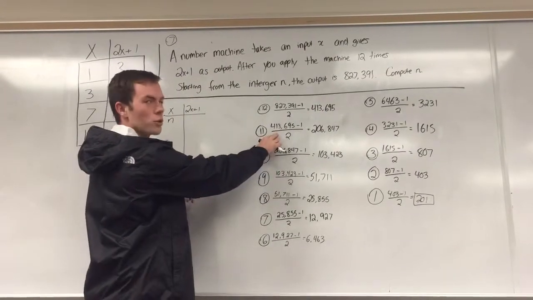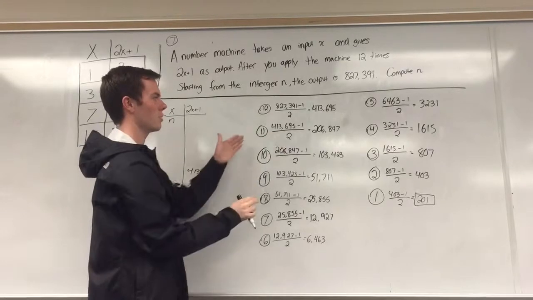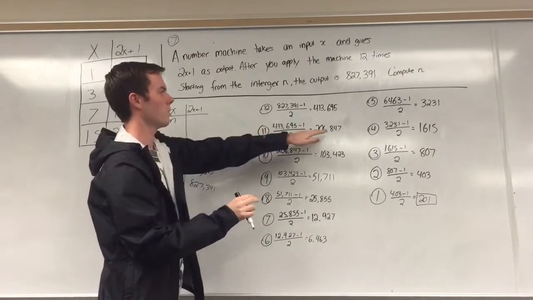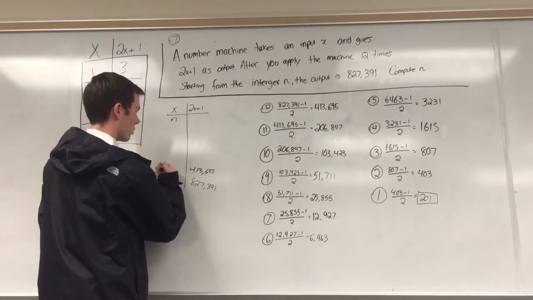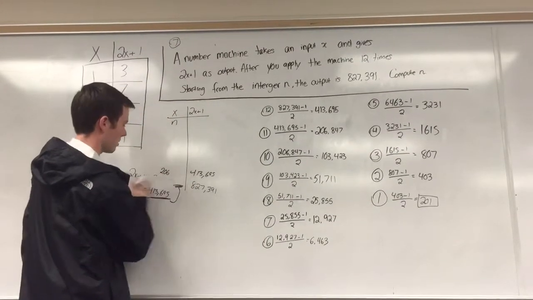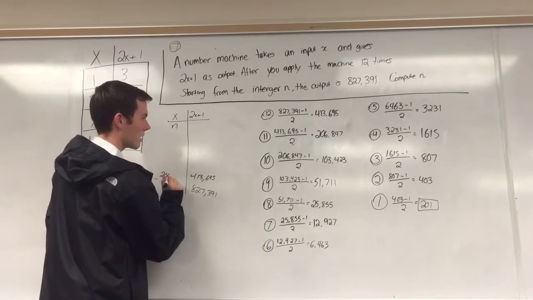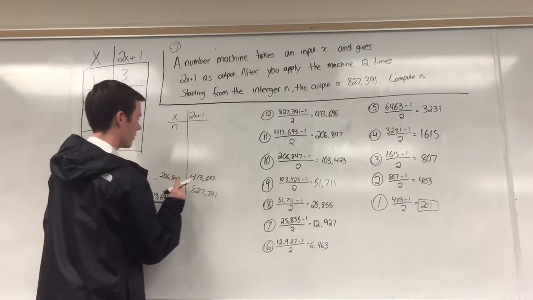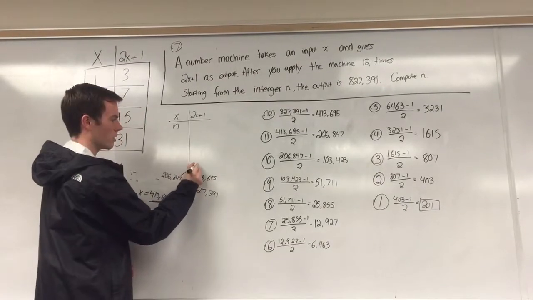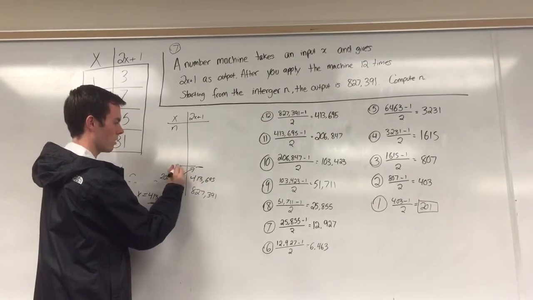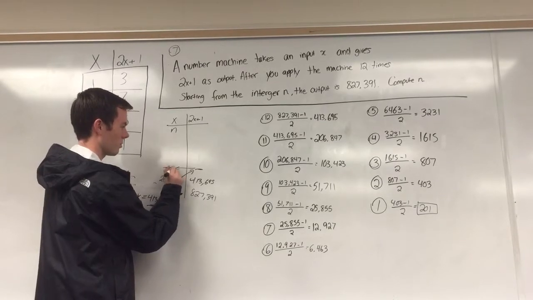And then when you plug 413,695 into the same equation, you get that x is 206,847. So then that number would go here. Let me erase this. 206,847. And then just like before, this number goes here. You plug it into the equation, and you get that number that goes over here. And then that number goes up here.